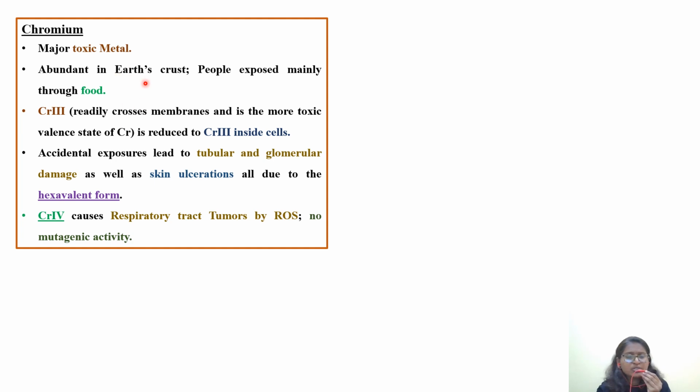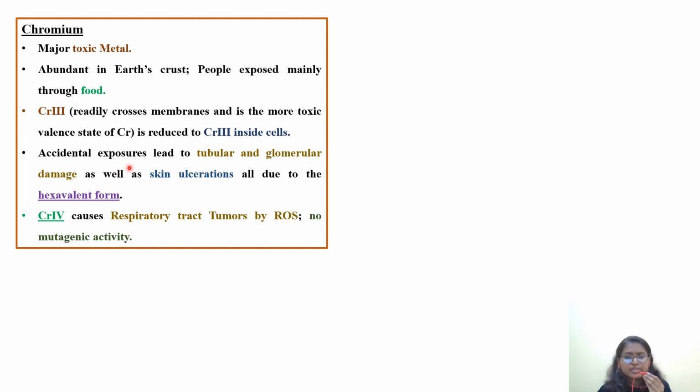Some of these metals exist in different oxidation or valence states. Chromium exists in oxidation states 3, 4, as well as 6. Today we will only discuss the 3 one. Other oxidation states of chromium are also available. If you want to understand chromium, ICH Q3D also gives various oxidation states of chromium. Okay, today let us stick to the topic. Chromium 6 readily crosses the membrane and is the more toxic valence state of chromium, and is reduced to chromium 3 inside cells. Accidental exposure leads to tubular and glomerular damage.